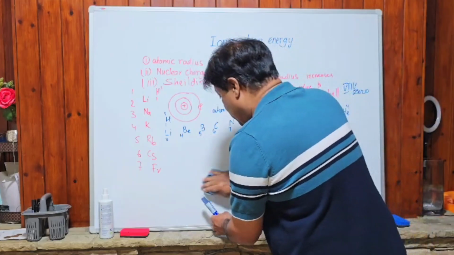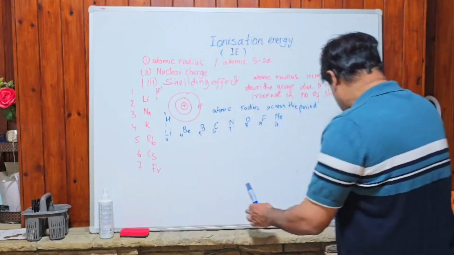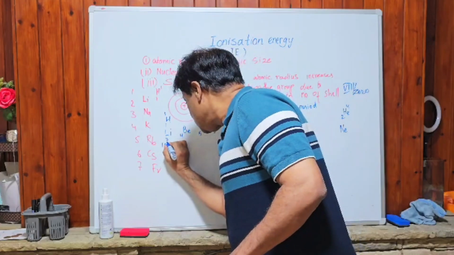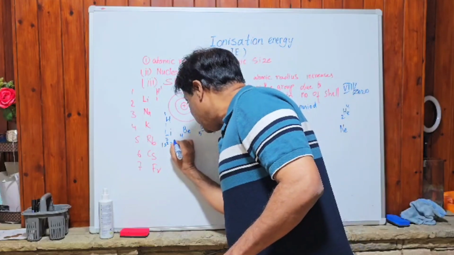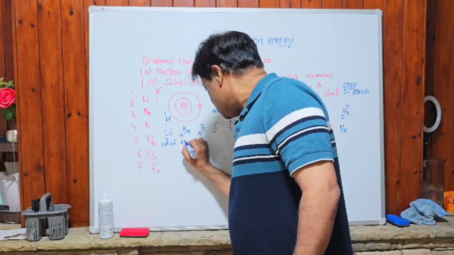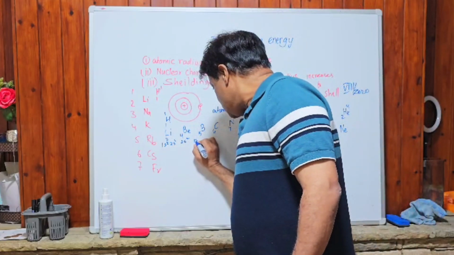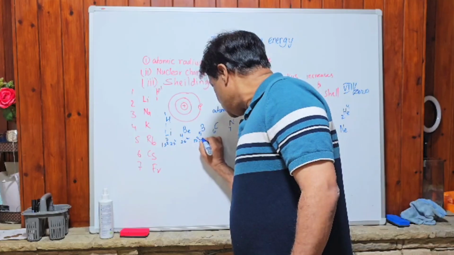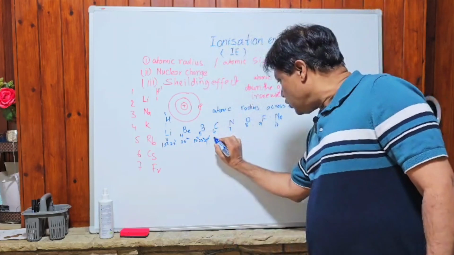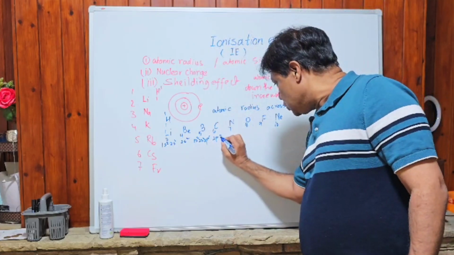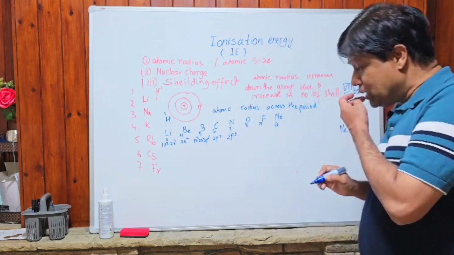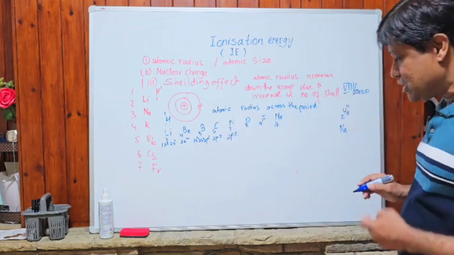Look at this picture. Lithium has 3 electrons: 1s2, 2s1. Then 2s2. Then 1s2, 2s2, 2p1, total 5. Then 2p2, 2p3. The p orbital can have a maximum of 6 electrons.